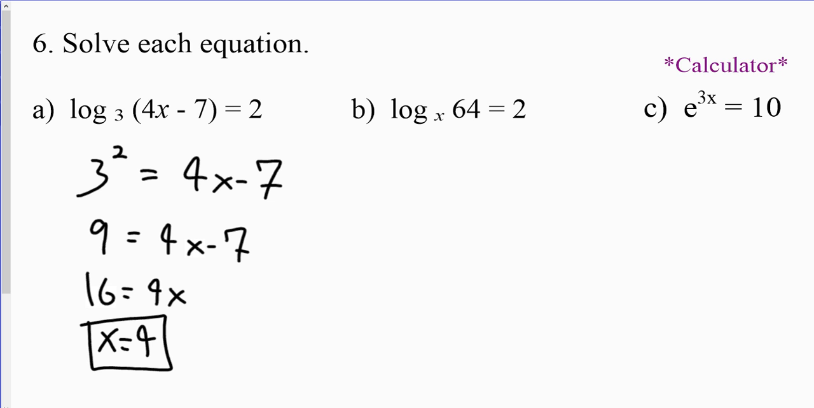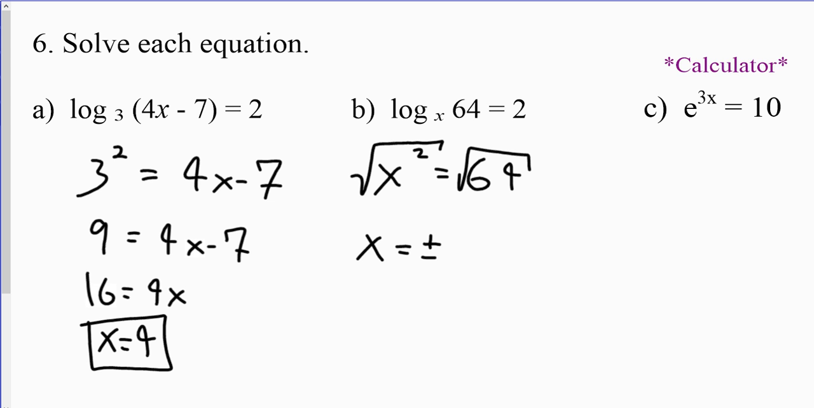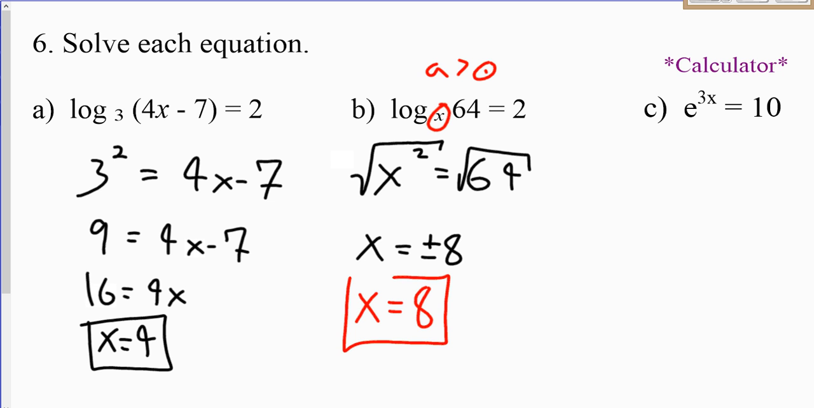Okay? On 2, I can do a similar type thing, and I can say that x squared is equal to 64. Square root both sides. And I get x is equal to plus or minus 8. Okay? Well, if you remember from our definition for logarithms that this a value here, a had to be greater than 0. So this negative 8 here is an extraneous solution. So x is only equal to 8 is my final answer.